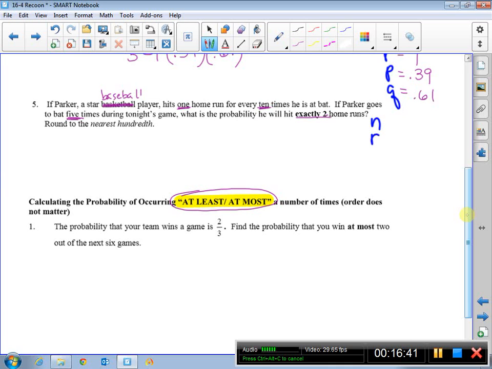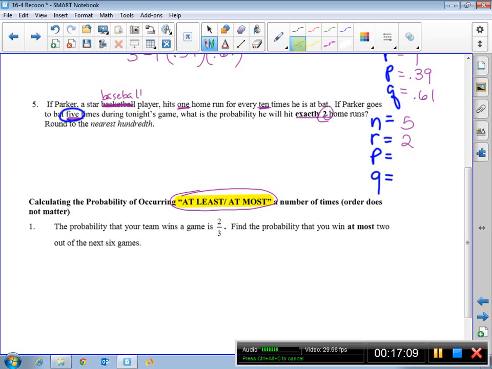All right, N, R, P, Q. Let's read it again carefully. N should be the number of times that he goes to bat tonight. So he's going to bat 5 times. We're looking for him to be successful with a home run. How many times? 2.